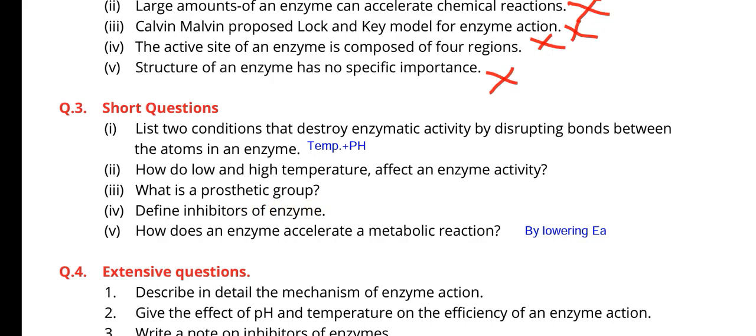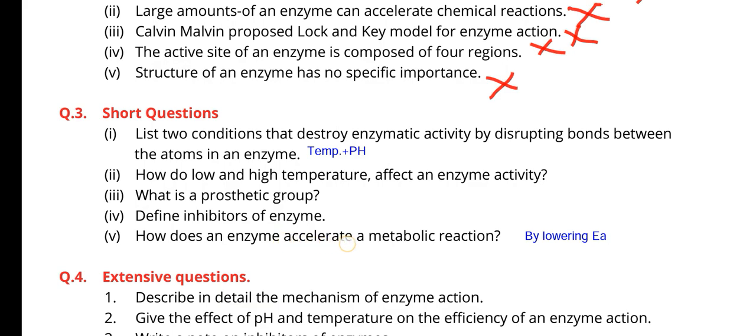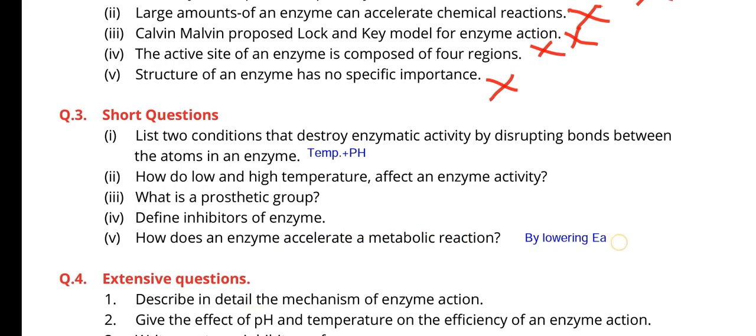Question 4. Inhibitors are the substances that inhibit the action of enzymes, that are poisons like cyanides and different antibiotics. There are 2 types of inhibitors, reversible and irreversible. How does an enzyme accelerate a metabolic reaction? By lowering the activation energy.